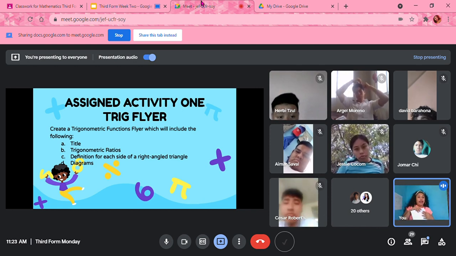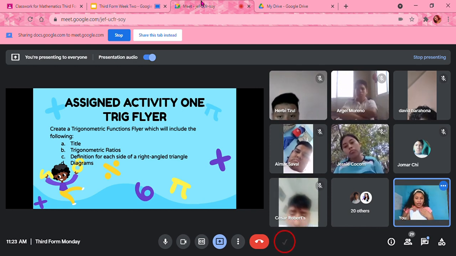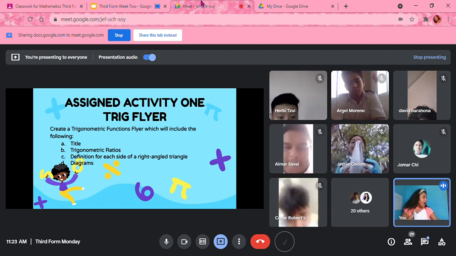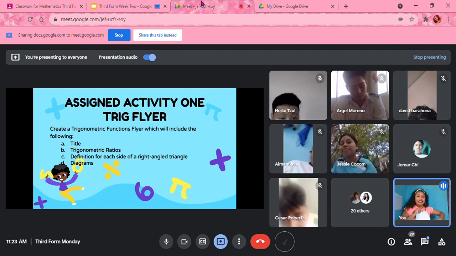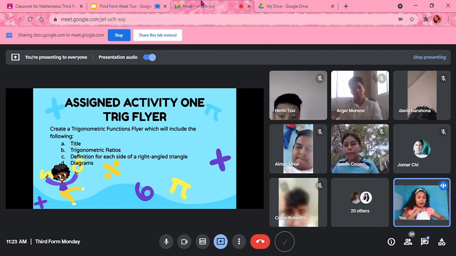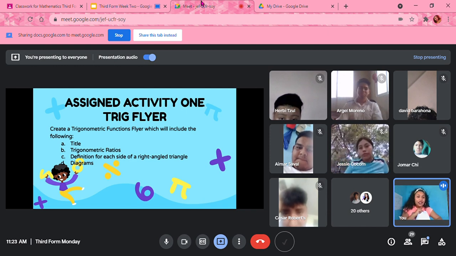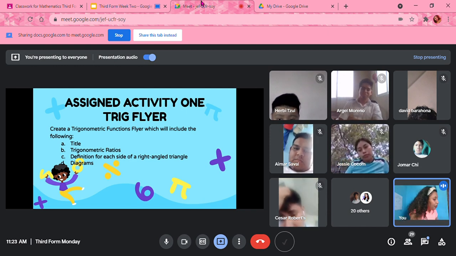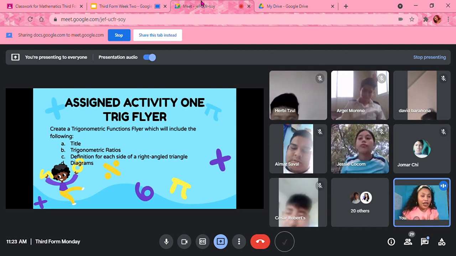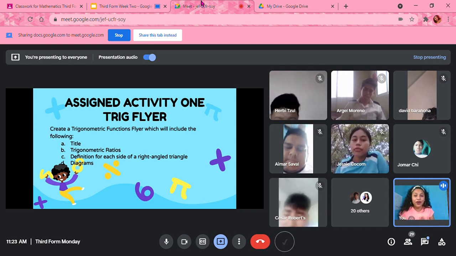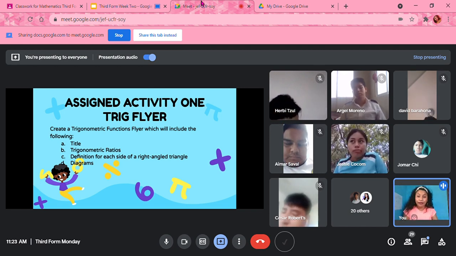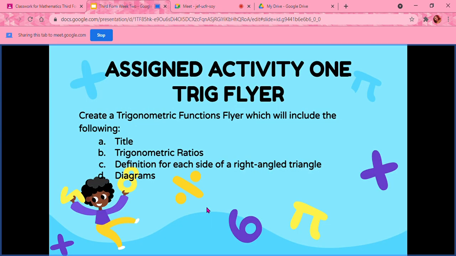So in your paper, I'm supposed to see the title, the picture of the triangle, the meaning for adjacent, opposite, and hypotenuse, and at the bottom, I want the formulas. Alright, and if you want, put SOHCAHTOA there at the top and then your formulas at the bottom. Go right ahead, you're free to do that. And that will be your guide for these 4 weeks. So that flyer is supposed to help you to remember everything that we're talking about. So that's the first part.